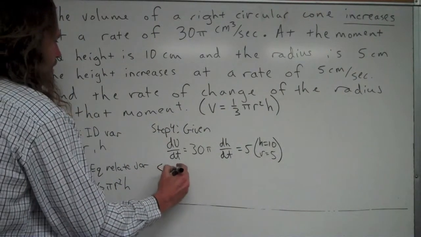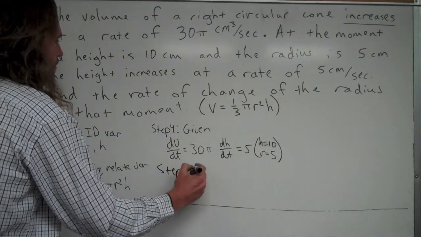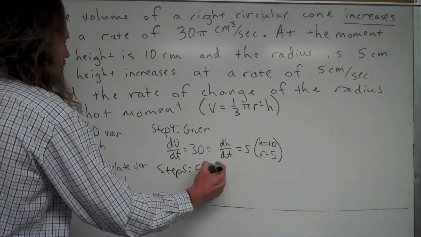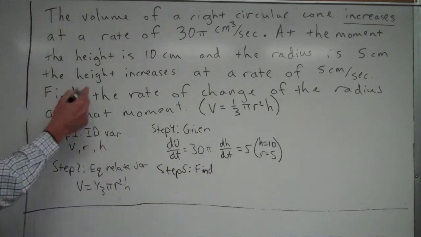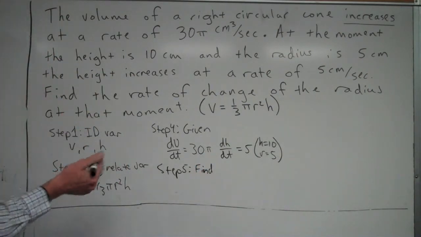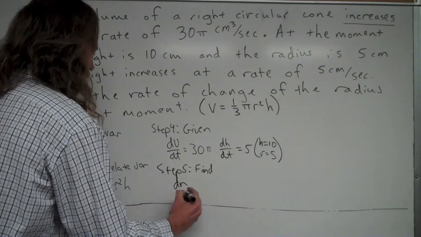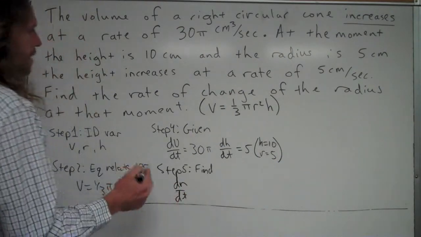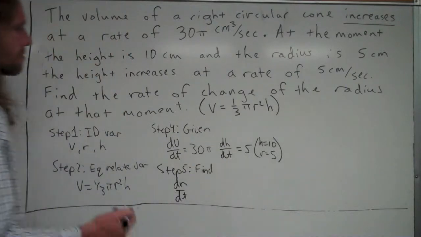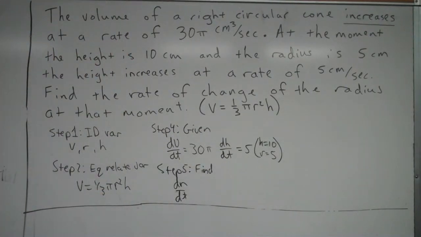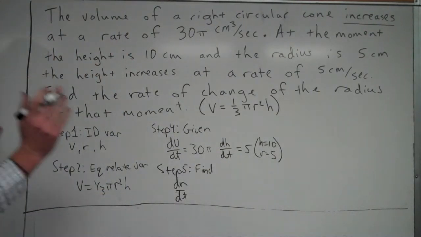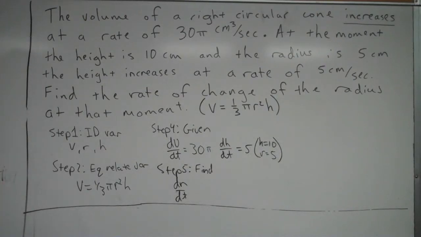And what do we want to find? Step 5. What do we want to find? It says find the rate of change of the radius, which would be dr over dt. Find dr over dt. And we want to find that specifically at this time when h is equal to 10 and r is equal to 5. So, that's my breakdown of the steps right there.